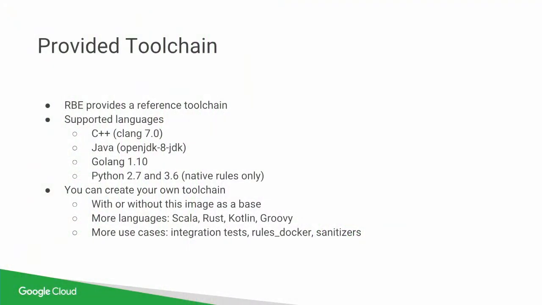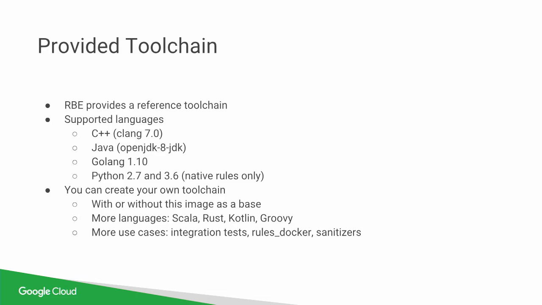The good news is we do provide a reference toolchain. It supports C++, Java, Golang, Python to some extent. We only support native rules, not rules Python. We're working on that. So it supports a pretty wide variety of things. A lot of people have found it's pretty usable just as is. And it's centrally maintained and released by Google. So it's really the fastest path to onboarding.